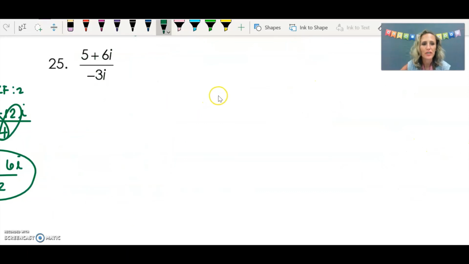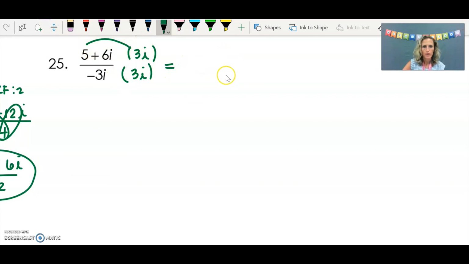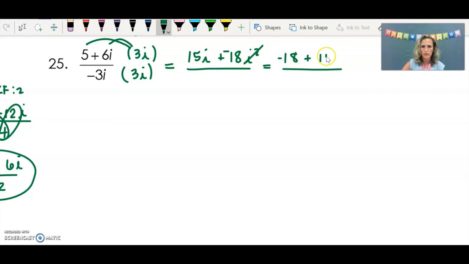All right, we're almost finished. It's number 25. So what do you think I'm going to multiply with the top and the bottom here? It's going to be positive 3i. Then we're going to continue in the same manner as we did on number 24. So we've got 5 times 3, which is 15i, and 6i times 3i, which is positive 18i squared. I would probably go ahead and simplify. That's going to give you negative 18 plus 15i. All right, now to the bottom.